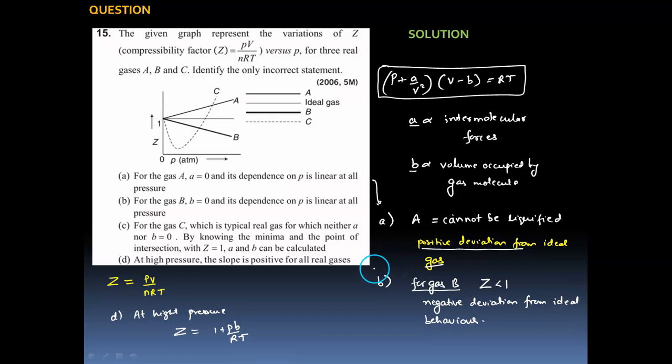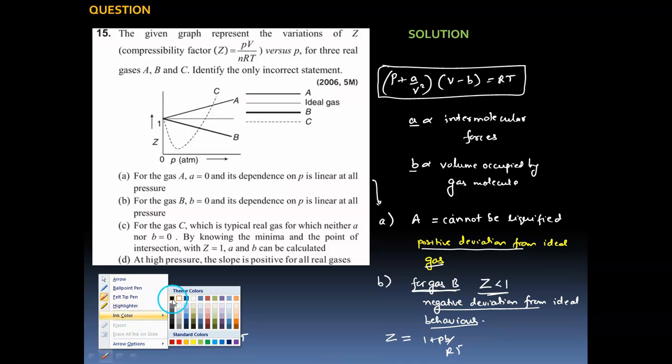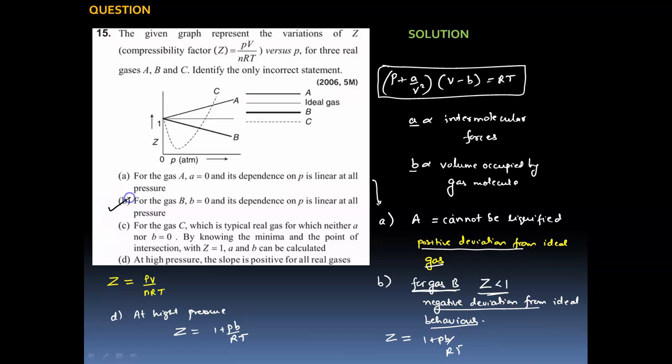For the second one, it says for gas B, a is equal to 0 and dependence on P is linear at all pressure. For gas B, we can see Z is less than 1. It is showing negative deviation from the ideal behavior at high pressures. At high pressures, what happens is a becomes negligible and b is constant. So we have 1 plus Pb upon RT. So if b is 0, then at high pressure Z will be equal to 1, which is not the case because we can see the slope is decreasing. So there is a contradiction in this statement, and therefore for this question, the answer has to be B.